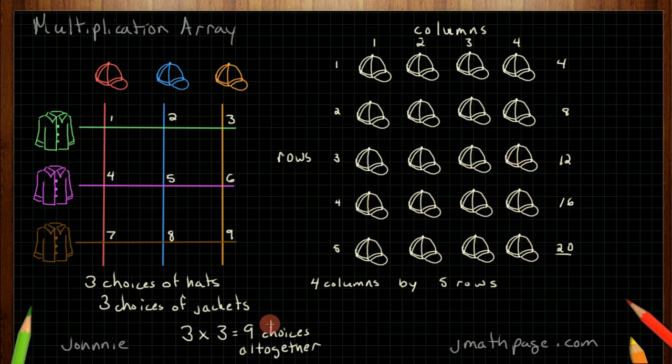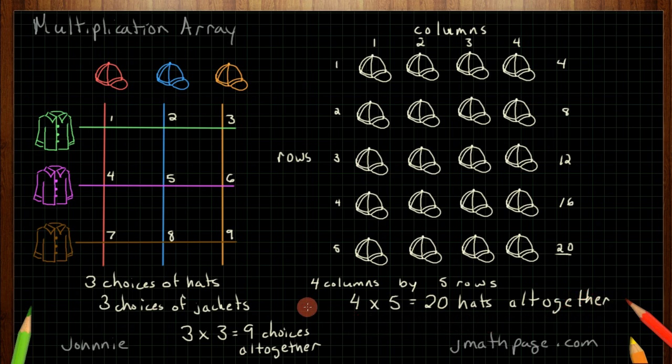Now if we write this out as we did here, we have to say that we have 4 columns by 5 rows. And how many hats did we have altogether? Well, we counted them. We had 20 hats altogether. So 4 by 5, or 4 times 5, gives us 20 hats altogether.